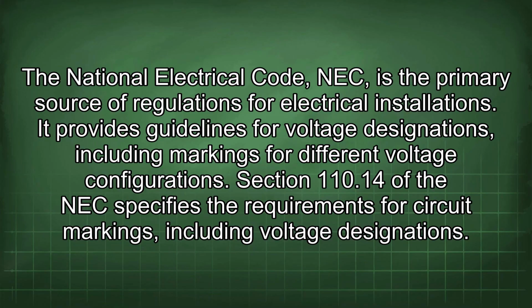The National Electrical Code (NEC) is the primary source of regulations for electrical installations. It provides guidelines for voltage designations, including markings for different voltage configurations. Section 110.14 of the NEC specifies the requirements for circuit markings, including voltage designations.